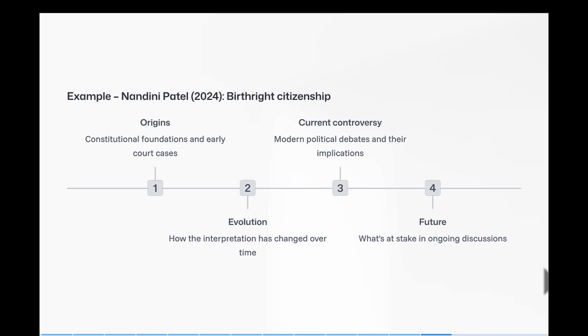Showed how it evolved over time. So, how did the interpretation change? Then brought it to current controversies. So, what are modern political debates and their implications around it? And then brought us to the future implications of what's at stake in ongoing discussions. And so that was the kind of trajectory there.